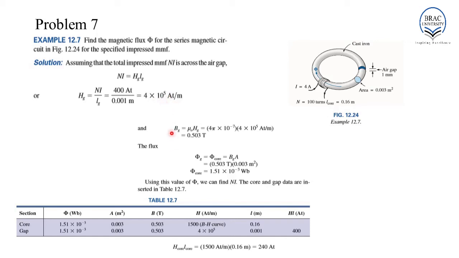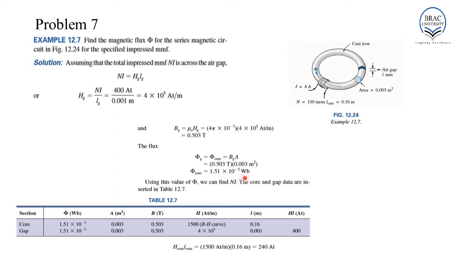Now, we can determine the flux density, which is Bg, using this expression, which will be equal to 0.503 Tesla. We know that all the flux traveling through the cast iron will also travel through the air gap. Thus, phi g equals phi core, which is equal to Bg times A. Thus, phi core will be equal to 1.51 times 10 to the power minus 3 Weber.